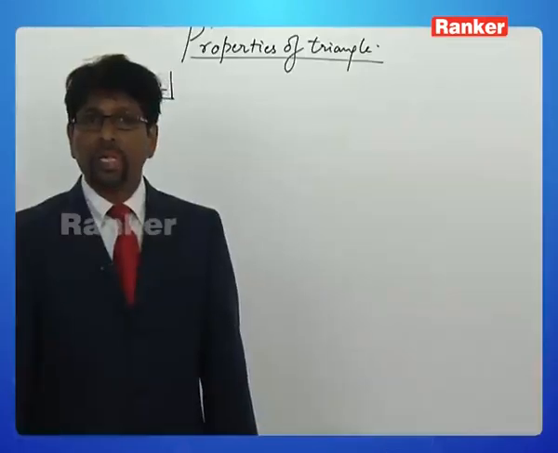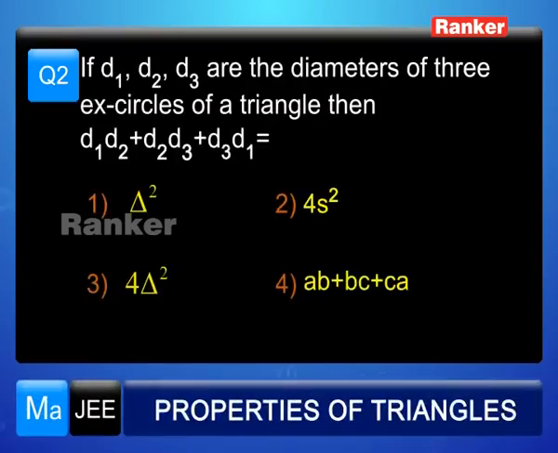If D1, D2, D3 are the diameters of the three ascribed circles or excircles of the triangle, then D1 D2 plus D2 D3 plus D3 D1 is equal to: first option, delta square; second option, 4S square; third option, 4 delta square; fourth option, AB plus BC plus CA.